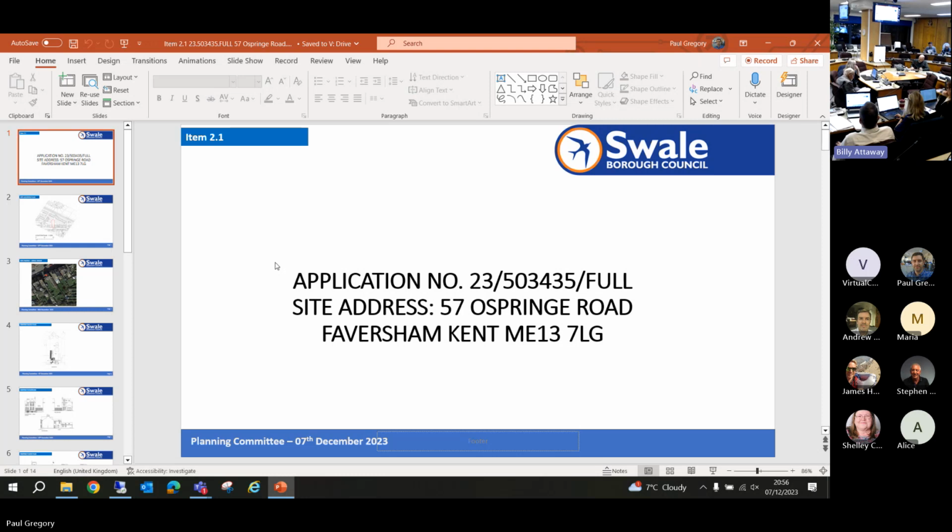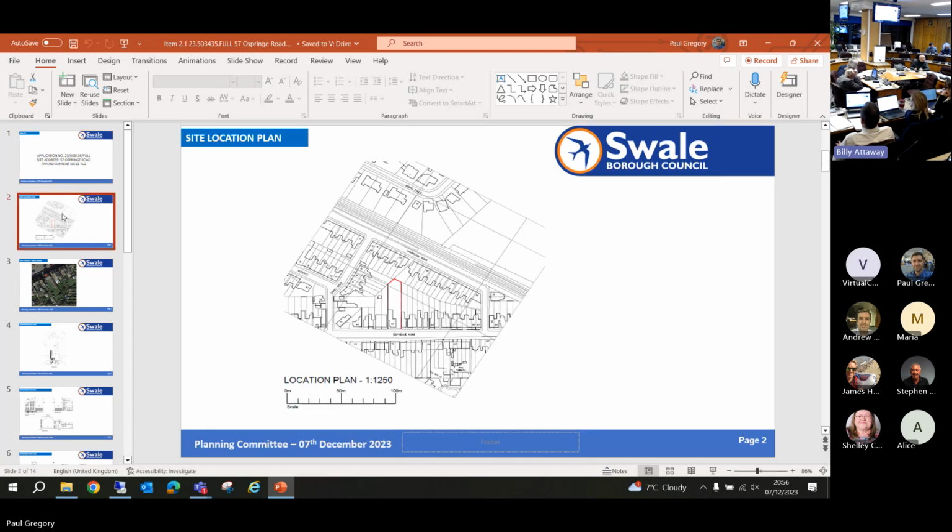I'll present the item. So the application is for the erection of a two-storey side and orangery extension, installation of replacement railings to the front boundary, installation of replacement windows to the cellar to the front elevation and to the playroom to the side elevation, installation of solar panels to the lower roofs to the rear of the existing dwelling. So as stated, the site is in Ospringe Road, so very much within the built-up area of Faversham.